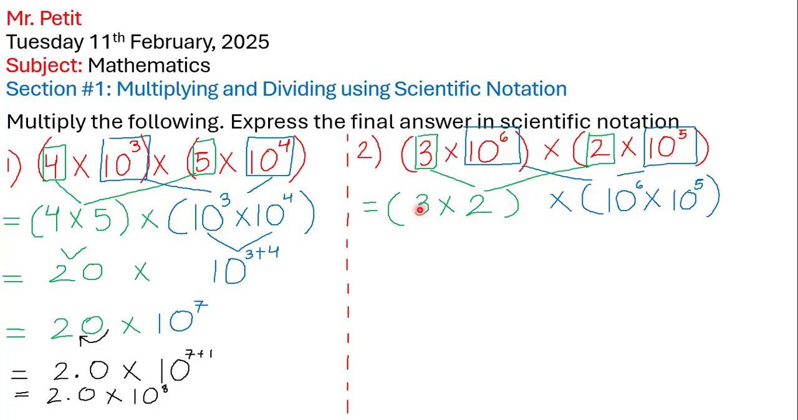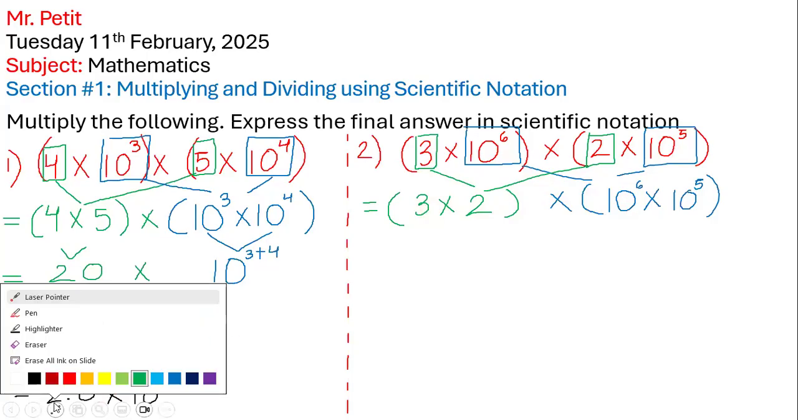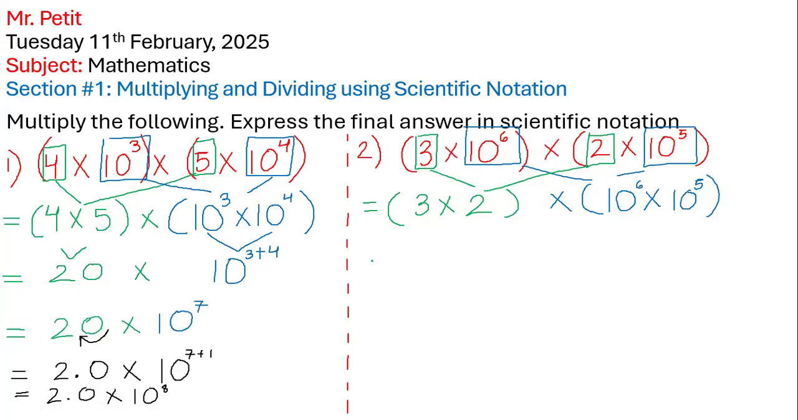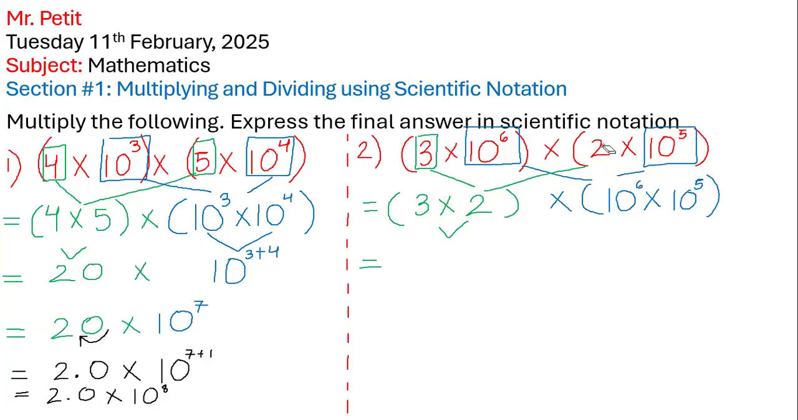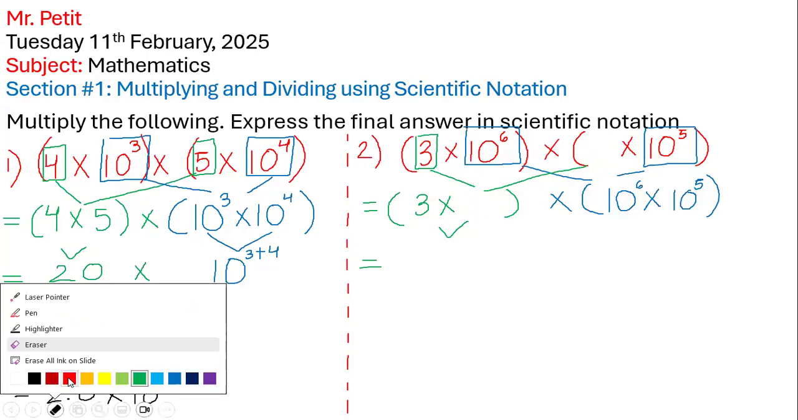Okay, so when we do 3 times 2, what does that give us? 3 times 2 is 6. I don't like that number. Why did I do 3 times 2? No, let's change it. I don't want 3 times 2. Let's use 5.